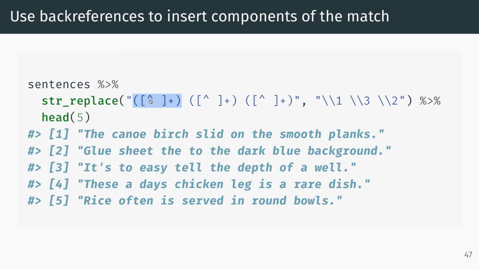And what we're doing is replacing \1 with \1, replacing \2 with \3, and replacing \3 with \2. So instead of the birch canoe slid on the smooth planks, we get the canoe birch, blue sheet the. So what we're doing is changing the second and third words in each sentence. We're swapping the second and third words in each sentence. And this is a toy example, but it's an example of a very powerful feature of regular expressions. You can do a lot with this feature of regular expressions.